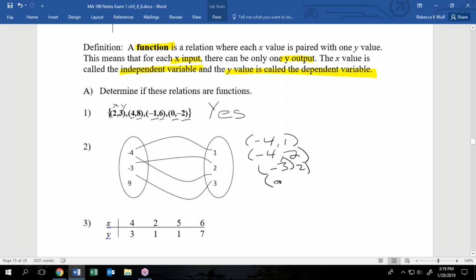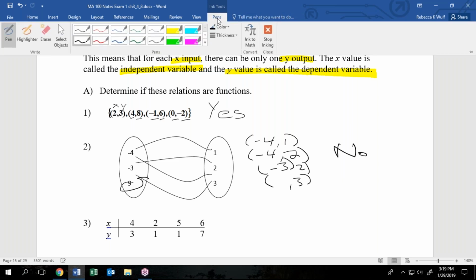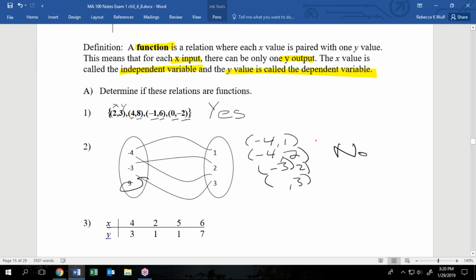My arrows are a little hard to read. I think that 9 is supposed to be pointing to that 3. I think this one goes with this one. Okay, I already kind of gave it away, though. This is not a function. Let's take a second to reread that definition and think about why this one is not a function.